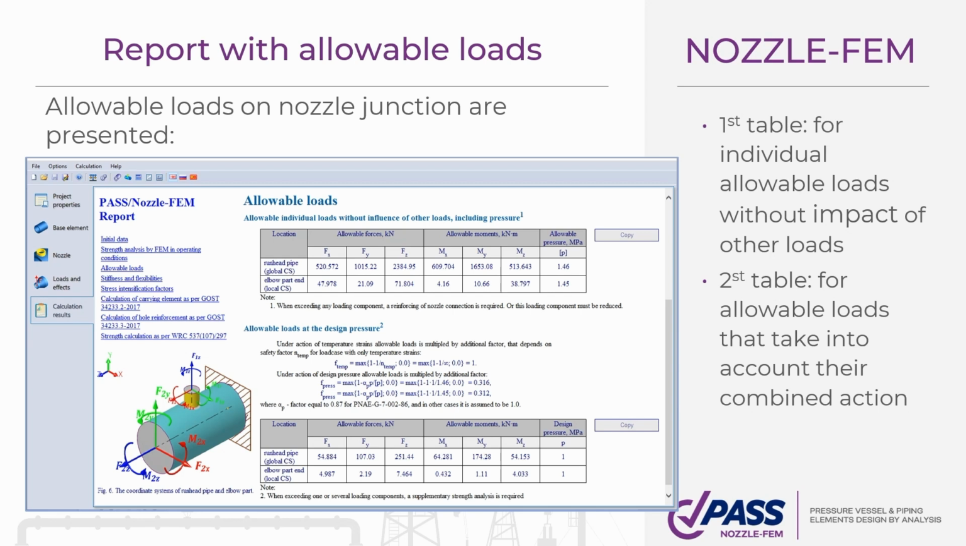Global loads. If necessary, NOZZLE FEM creates two tables. The first table is for individual allowable loads without impact of other loads including pressure, and after that it creates a second table for allowable loads that take into account the combined action. The values of the second table, as a rule, are conservative in nature. Therefore, it's recommended to display the values in the drawing with rounding up by 20–30%.